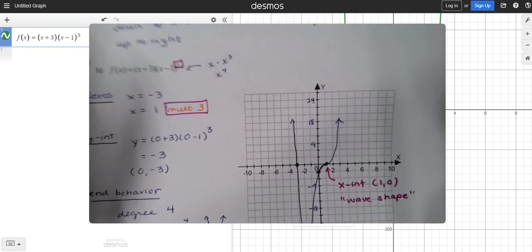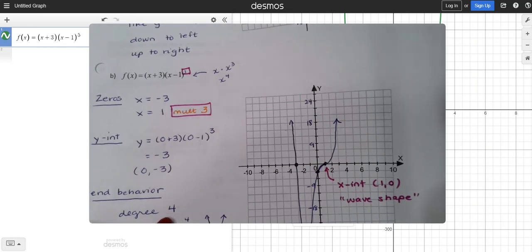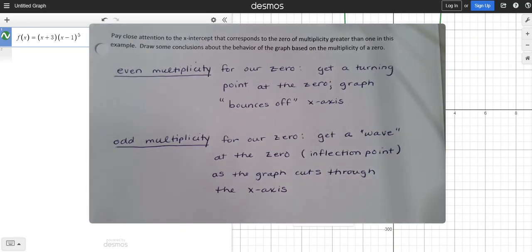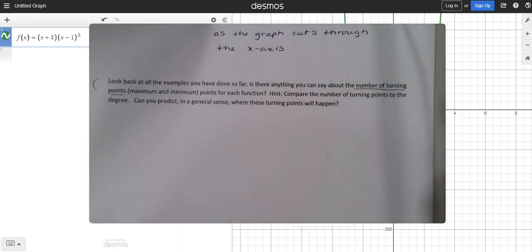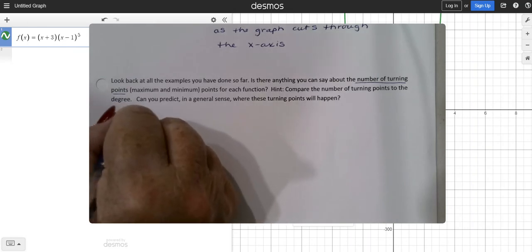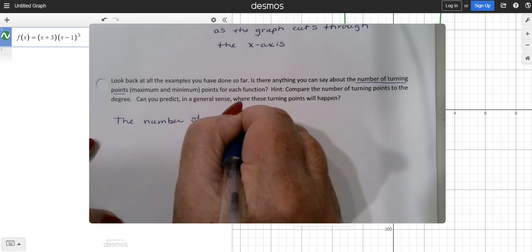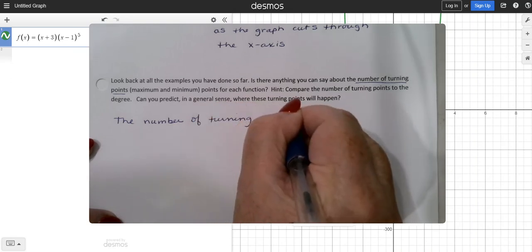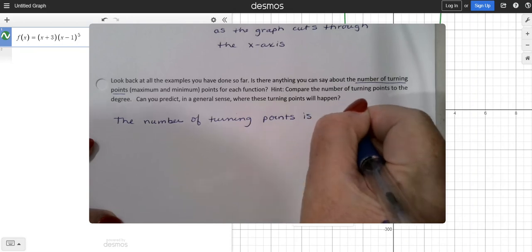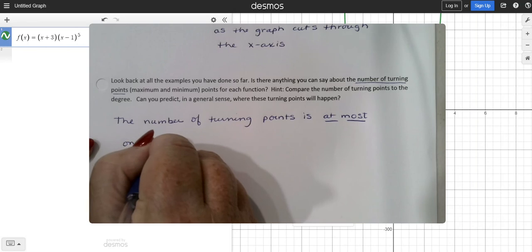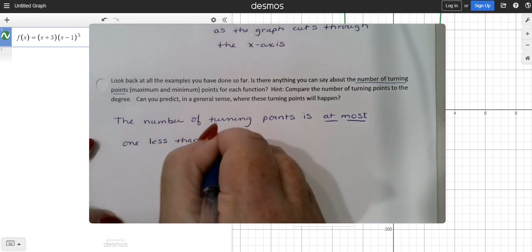But down here, I have a degree 4 with just 1 turning point. So in fact, the number of turning points, we can't say exactly, but what we can say is it's at most 1 less than the degree. So the number of turning points is at most 1 less than the degree of the function.